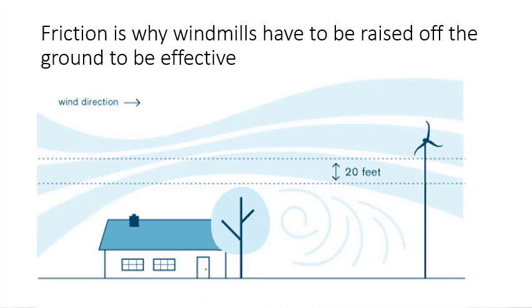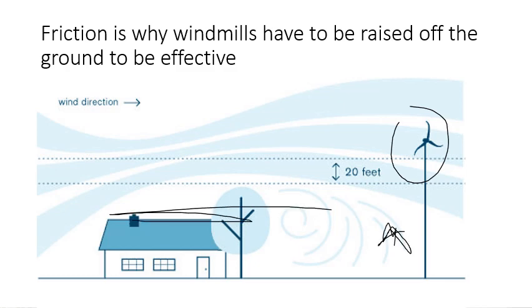Friction is also the reason why windmills have to be raised off the ground to be effective. You have to have windmills up here because if you had the windmill down here, the wind wouldn't get through the trees, or it would hit the buildings, or it would hit other stuff, and it wouldn't turn the windmill.